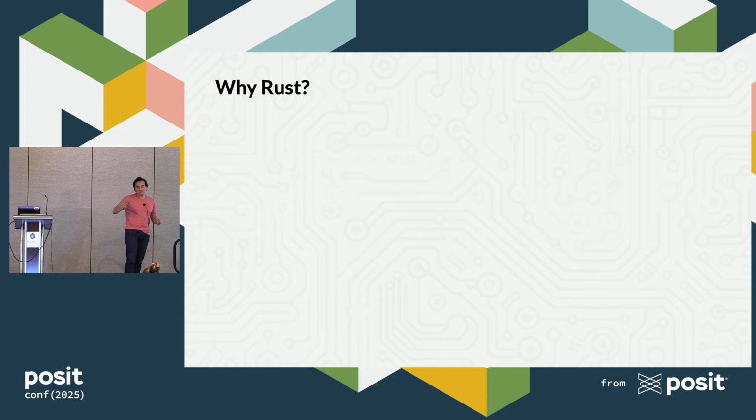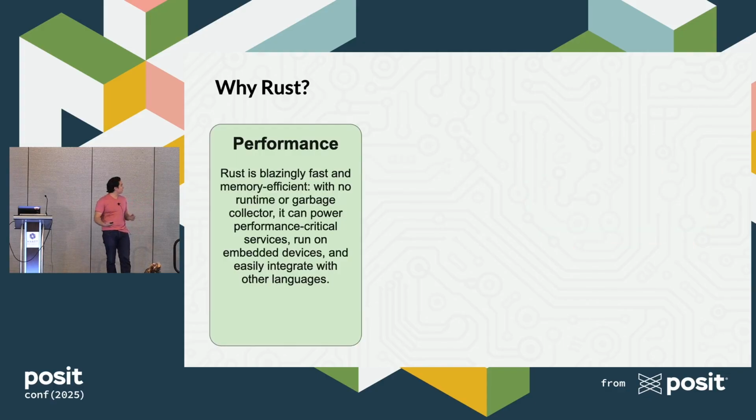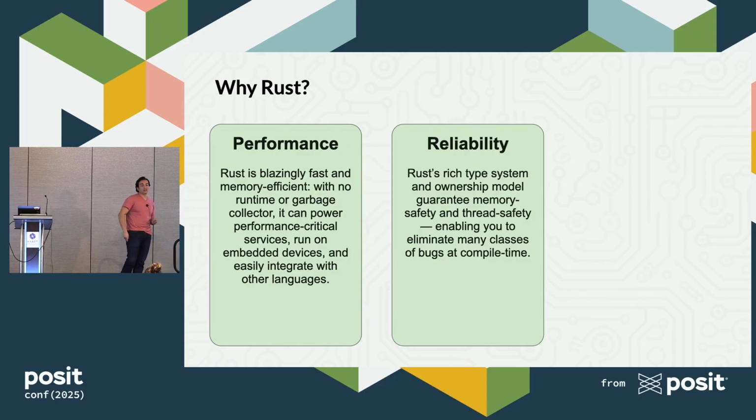So how does Rust do this? Rust has three main promises. The first one is performance. So Rust has to be fast. It has to run very well. It also has reliability. So people need to be able to rely on it.